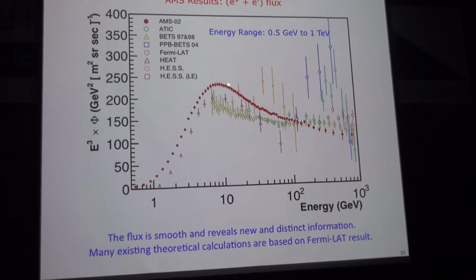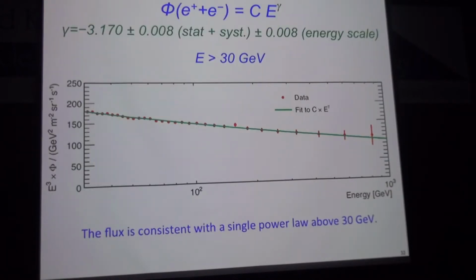We see that this is a very significant difference because many of the cosmic ray propagation models have been based on Fermi results of past years, and I think this has yet to be reconciled. We have to figure out what is the reason for such a big difference, because it will certainly affect the cosmic ray propagation model. And this spectrum can be described by a single power law with a power index of 3.17.